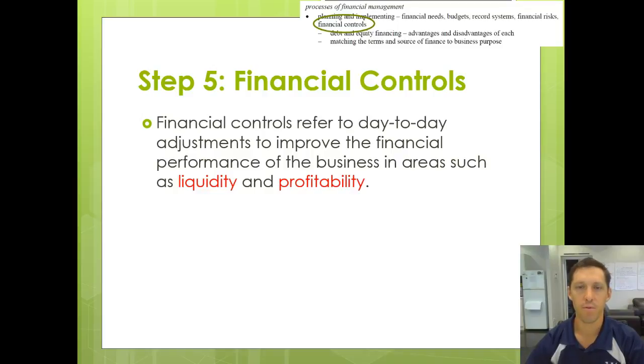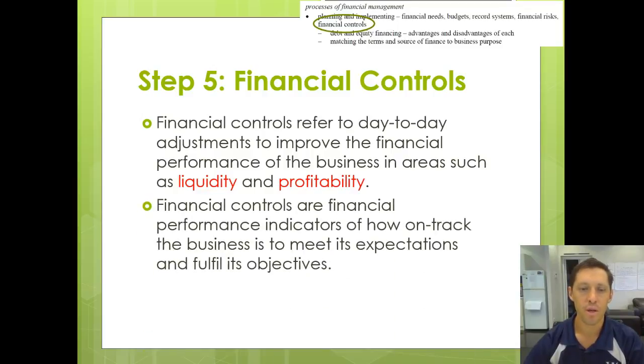And again, remember, if you're a public company such as Qantas, you're answerable to your shareholders, and they're the ones who are going to be complaining if profitability is not as they hoped or as they would expect it to be in the medium to long term. So those controls are financial performance indicators of how well the business is going in terms of its objectives. Those objectives might be short term, and they might be long term.